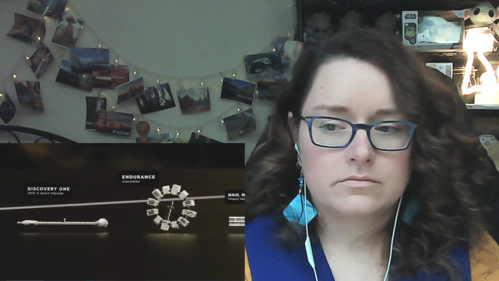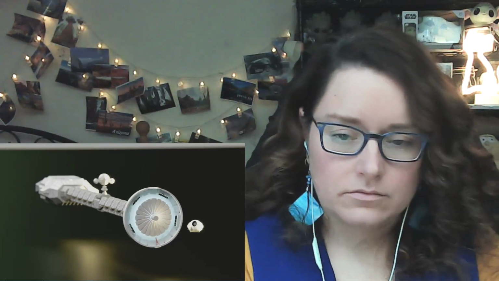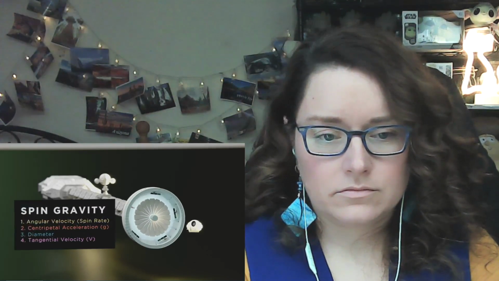One of the smallest practical examples is the Discovery 1 from 2001: A Space Odyssey. At the front of the ship there is a sphere with a centrifuge inside. That centrifuge rotates at about 5 RPM and creates 0.17 g, the same amount of gravity as the moon. There are 4 interdependent variables for spin gravity, and you can engineer your station by changing these variables.